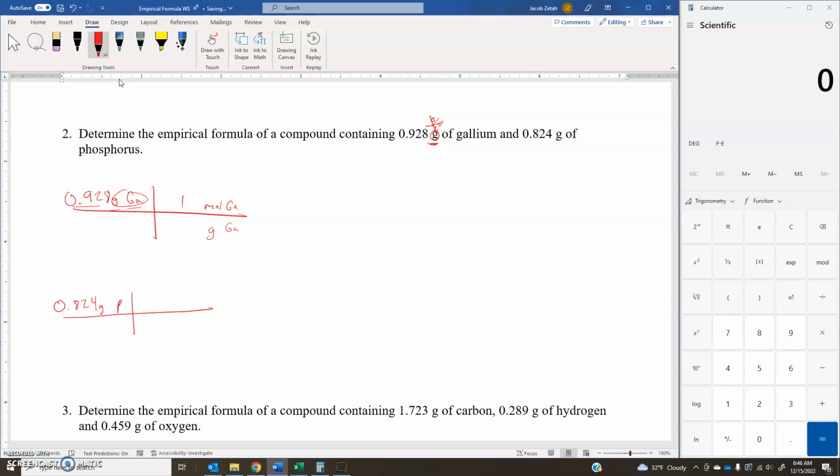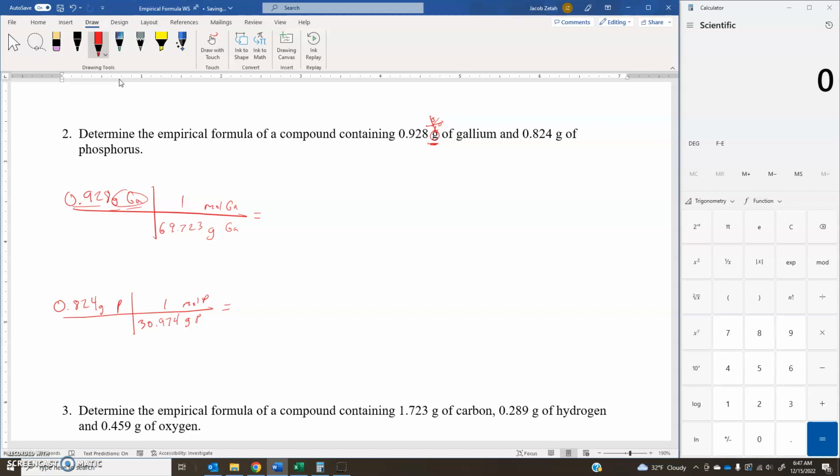The mole always gets the 1. We look up gallium. It is 69.723 grams per mole. We're going to go ahead and do phosphorus. Grams of P goes down. Moles of phosphorus goes up. Phosphorus is 30.974.